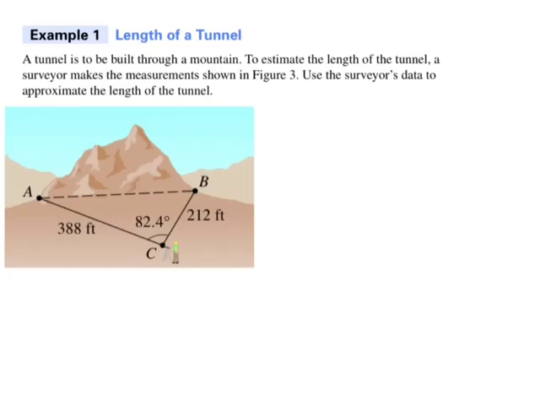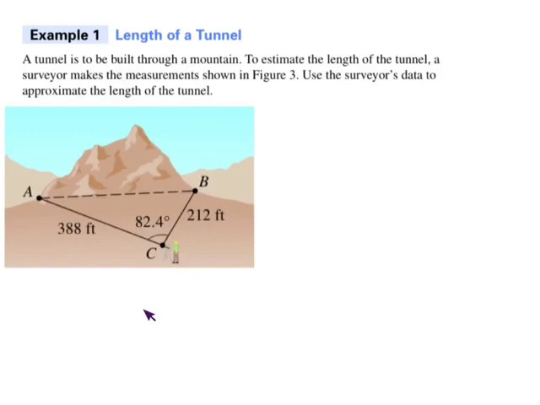The following problem is an application for the law of cosines. So we're given an example about the length of a tunnel. So let's read it. It says, a tunnel is to be built through a mountain. To estimate the length of the tunnel, a surveyor makes the measurements shown in the figure below. Use the surveyor's data to approximate the length of the tunnel.